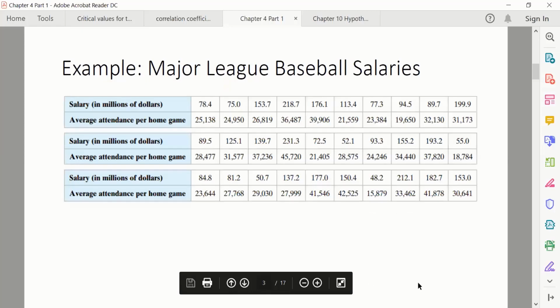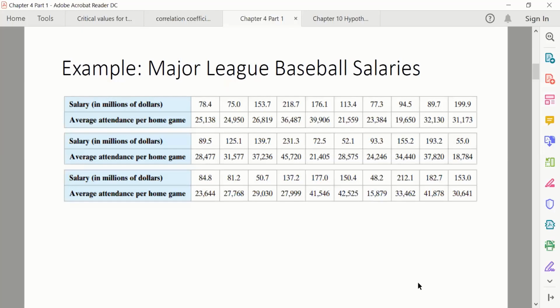So here is a salary and the average attendance per home game for different clubs. So there's paired data where the salary has a paired average attendance per home game for each of those different clubs.